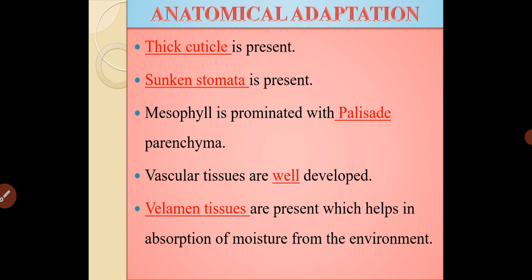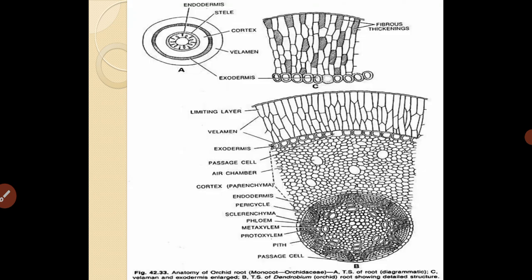The anatomical adaptations exhibited by epiphytes are the presence of thick cuticles and sunken stomata. Mesophyll is prominent with palisade parenchyma. Vascular tissues are well developed. Velamen tissues are present, which help in absorption of moisture from the surrounding environment. This pictorial shows the orchid root anatomy, where you can observe the velamen tissues, the special elongated cells which help in absorbing moisture from the surrounding environment.